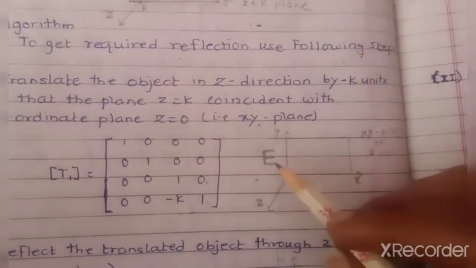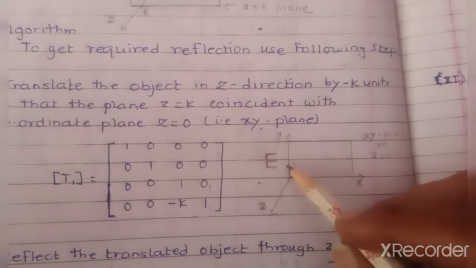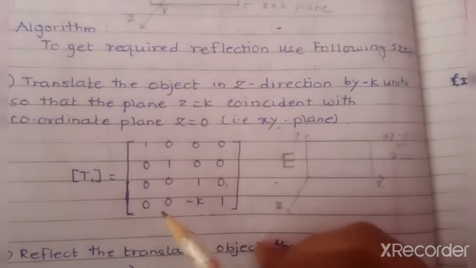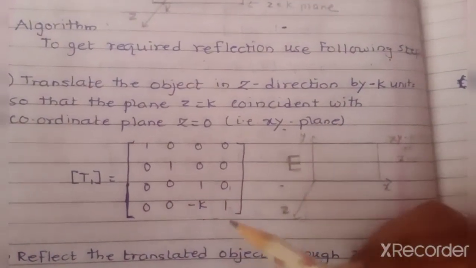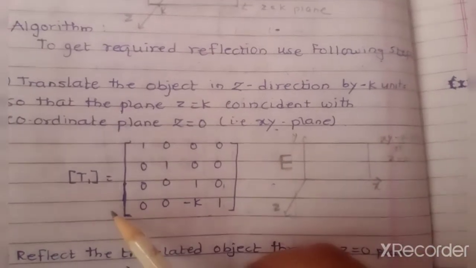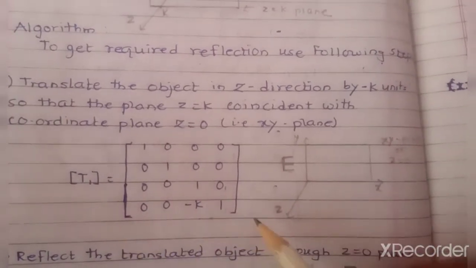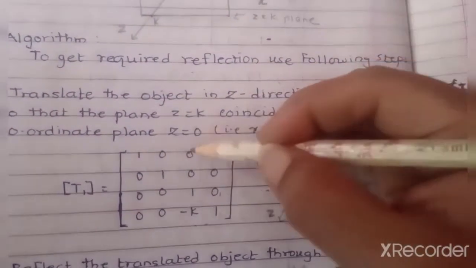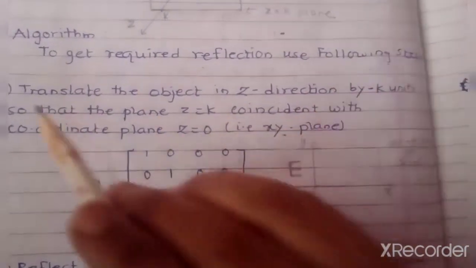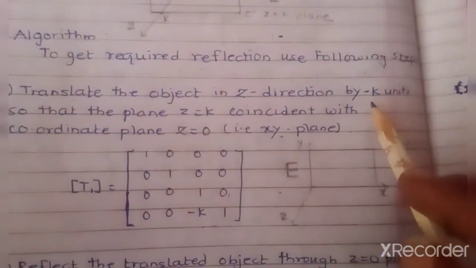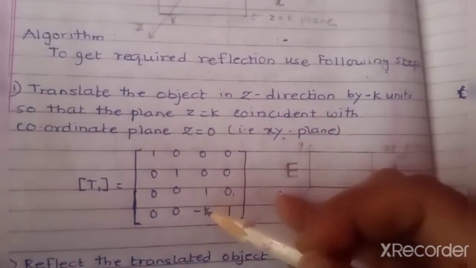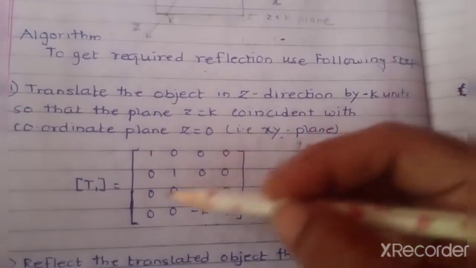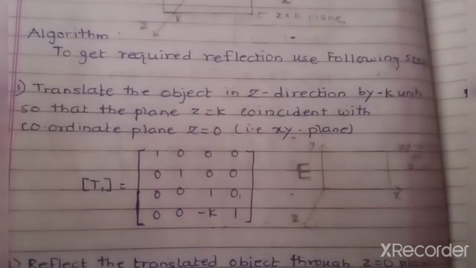And at the same time the object is also translated. For that we use the translation matrix T1. How can we recall that translation matrix? We already know that in the translation matrix the changes are only in the last row's entries: the first column for the x direction, second for the y direction and third for the z direction. Here the translation is in the z direction, by minus k units. So in the z column, the last entry is minus k, all diagonal entries are 1, and off-diagonal entries are 0. This is our step one.